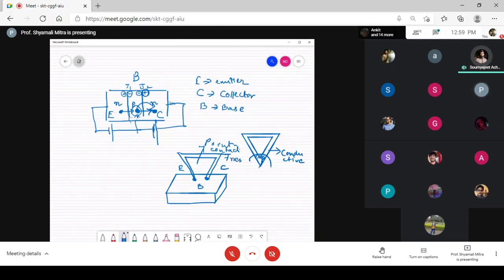Ma'am, was the base conductive? Yes, the base was conductive, and the base was actually made of a different doping type than that of the emitter and collector.